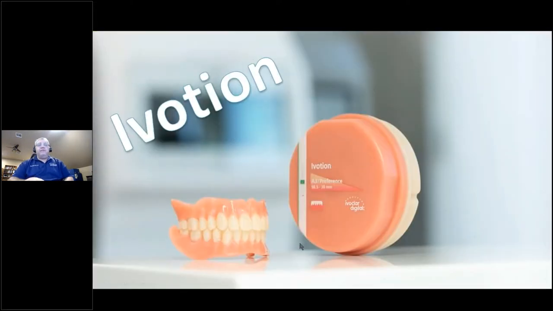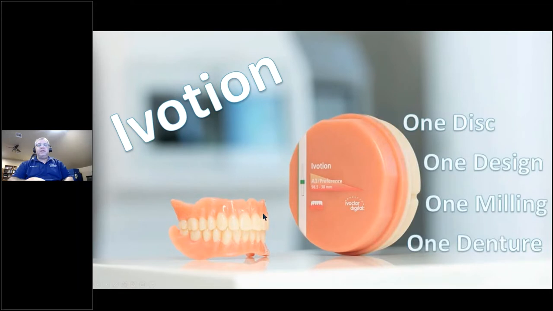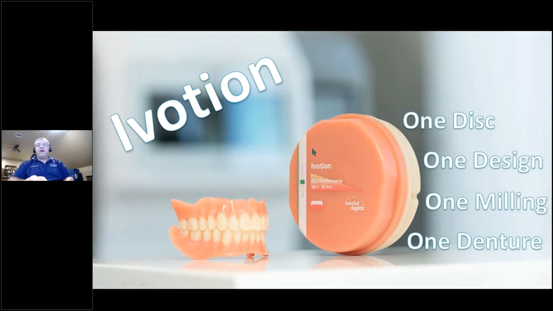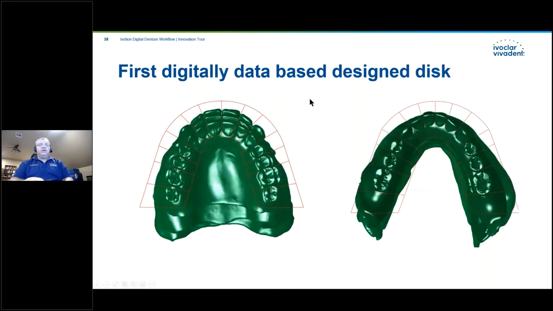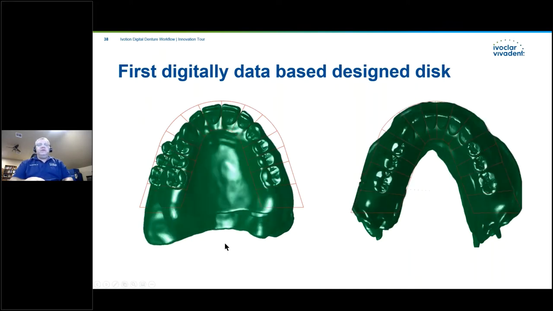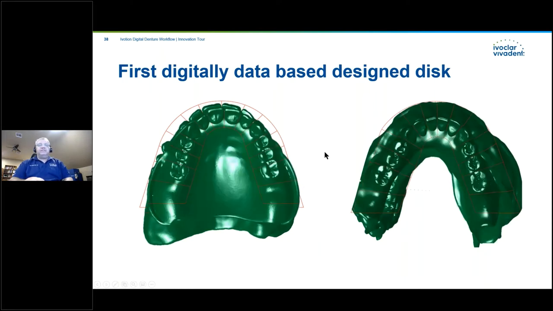We're talking about Ivotion, the actual monolithic denture. This is a one disc, one design, one milling, and you get one denture. It really streamlines your workflow and is a true monolithic powerhouse. This is the first digital data-based designed disc. They scanned in many, many existing dentures and fit them to a geometry and found that they could actually have a common set of data to fit these denture teeth into.